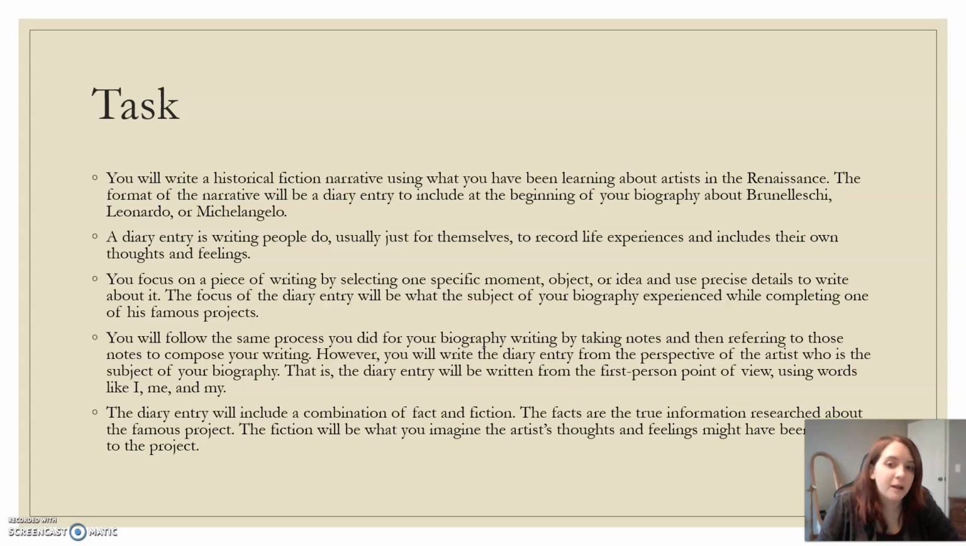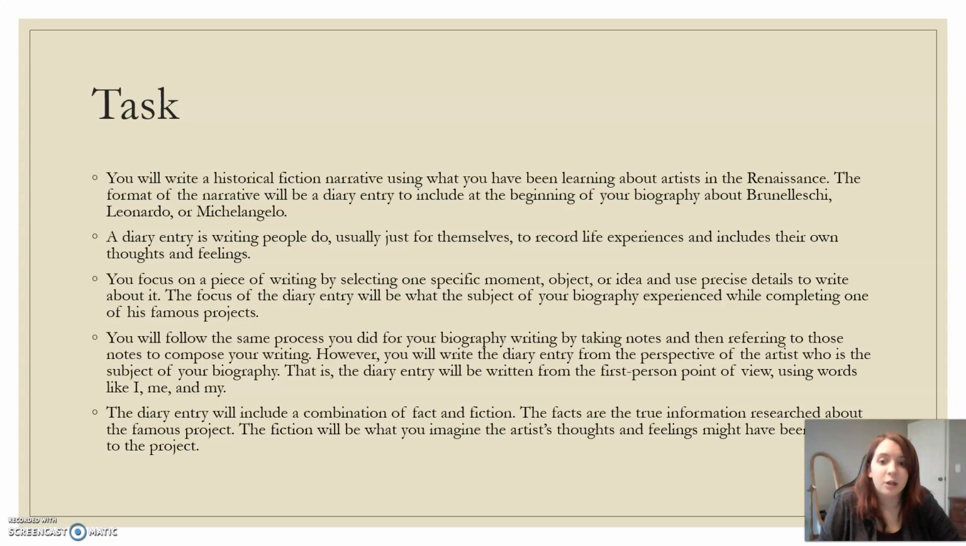So you're going to follow the same process you did for your biography. You're going to take your notes and refer to those when you're composing your writing. You will write your diary entry from the perspective of the artist. So remember, you're looking at it as if you were that person. You're not going to be writing he did this, she did that, or he went here. You're going to be saying things like I, my, me, because you're writing it in your point of view.